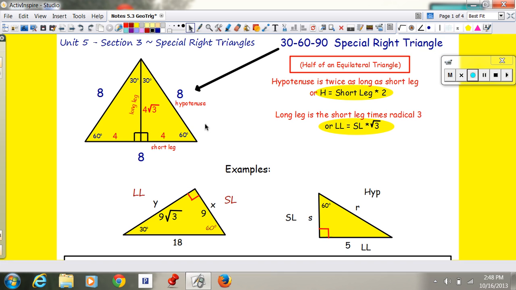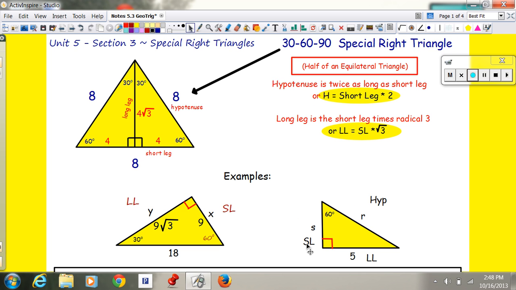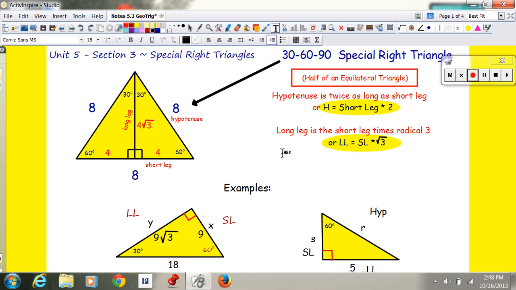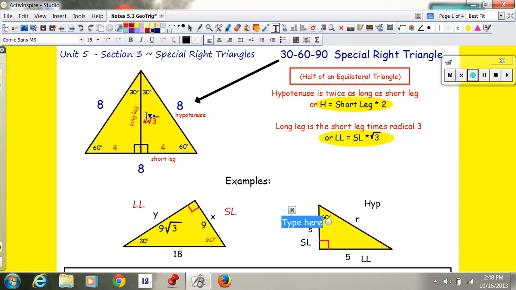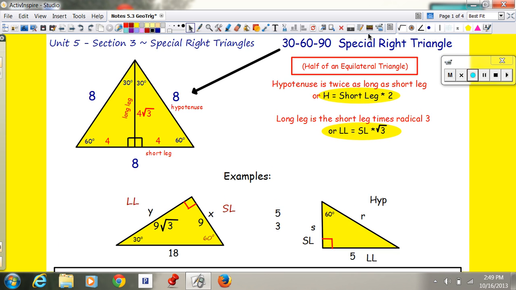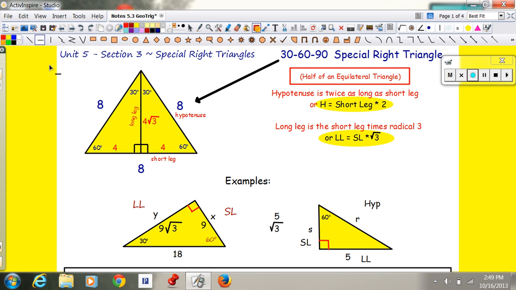So this one actually is a little challenging. To go back to get the short leg, you have to take this longer leg and divide it by radical 3 to get back to your short leg. So this time I've got to take the 5 and divide it by radical 3. So this is going to look a little different here. You're going to take 5 and divide it by radical 3. Okay, so we've got 5 divided by radical 3 here.